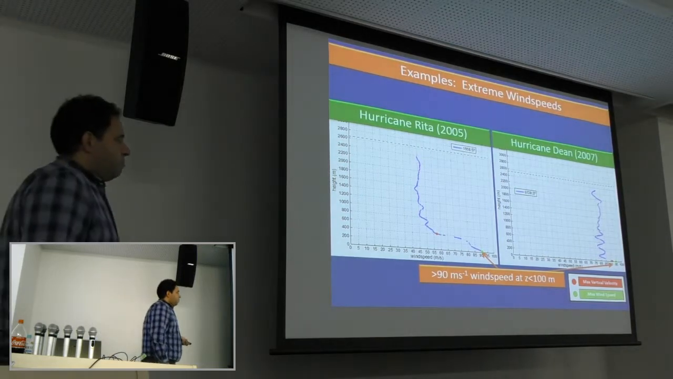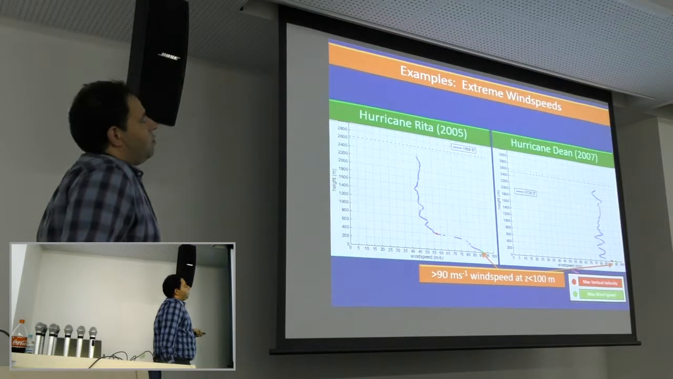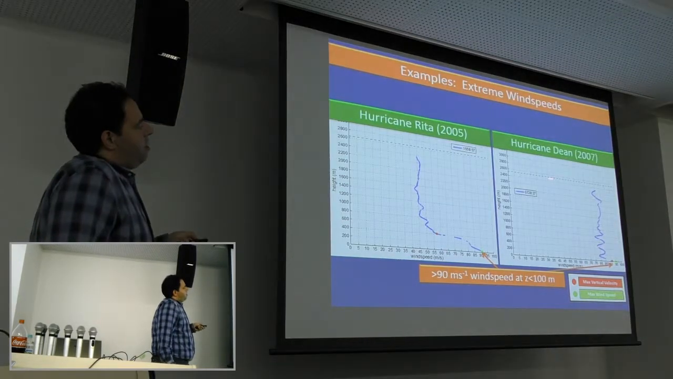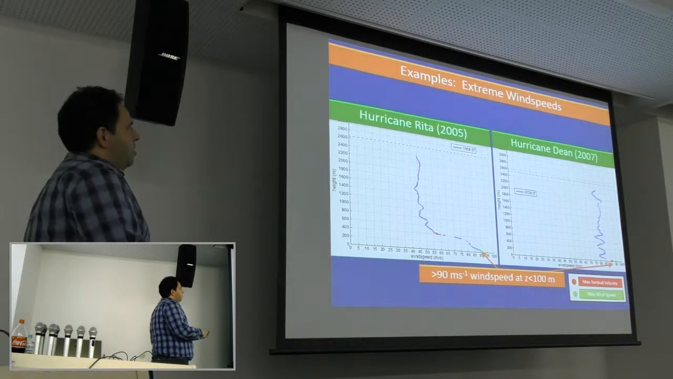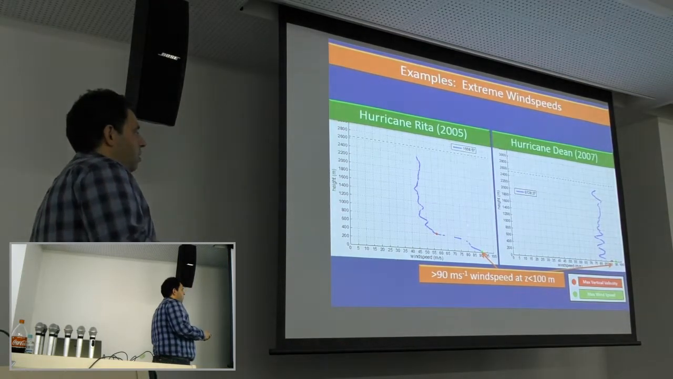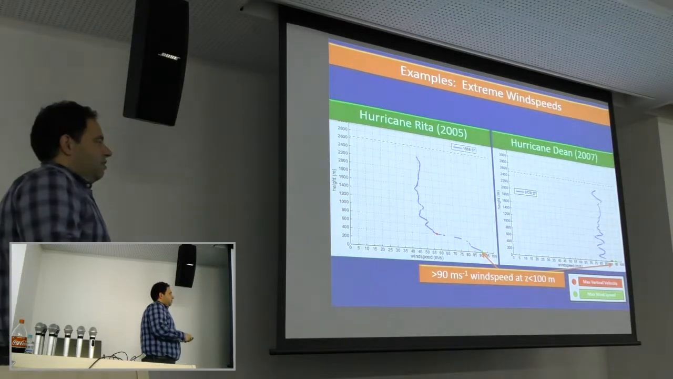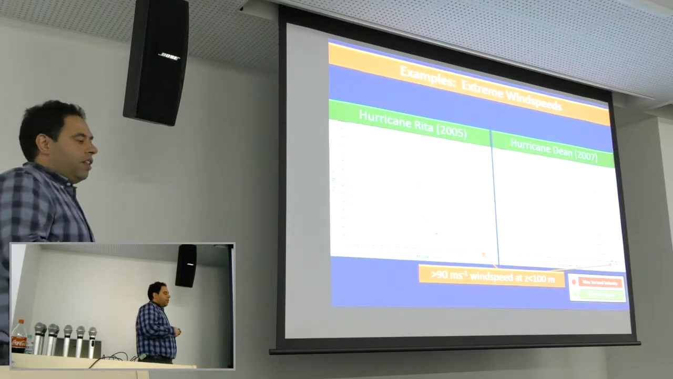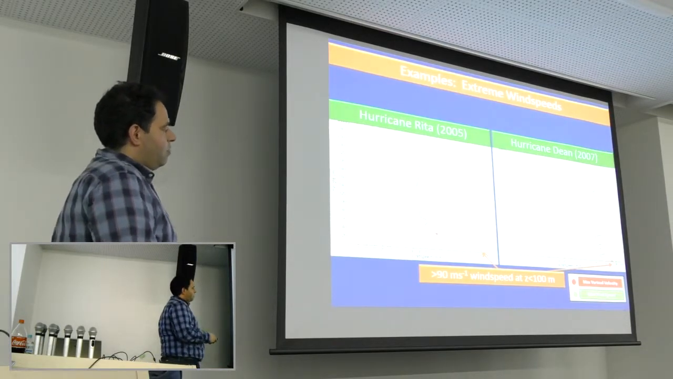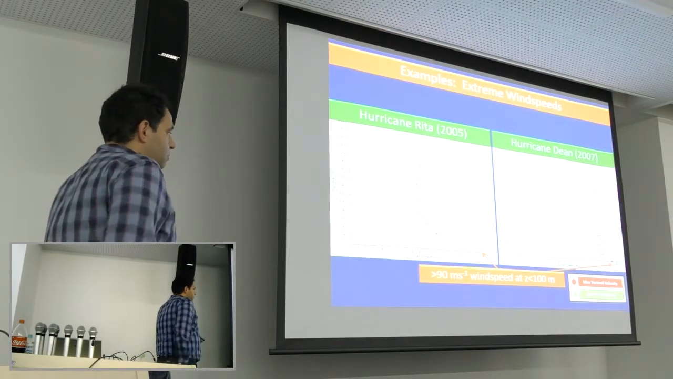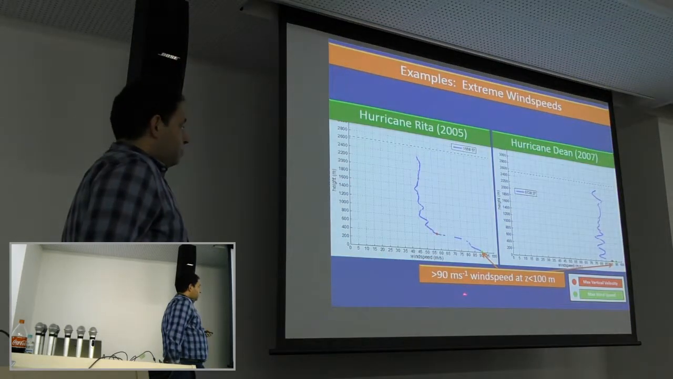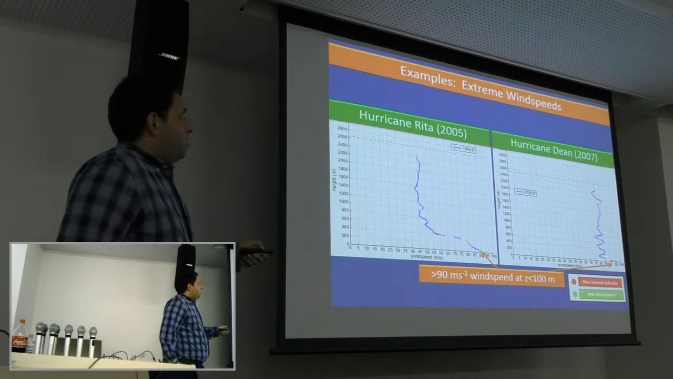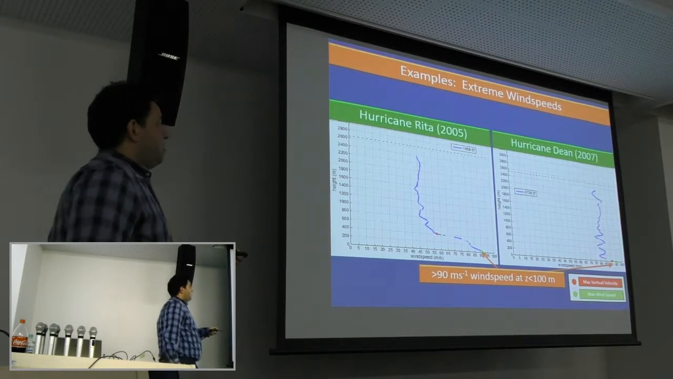And this is an example of two other sondes to show some of the more extreme wind speeds that we see. And so Hurricane Rita on the left and Hurricane Dean on the right, and these are both Category 5 storms. And here we have 90 meter per second wind speeds or greater at less than 100 meters height. So this, you could imagine, could cause a lot of damage if it were to make landfall with a structure like this. Again, in this case, the maximum vertical velocity is located closely to where the maximum wind speed is.